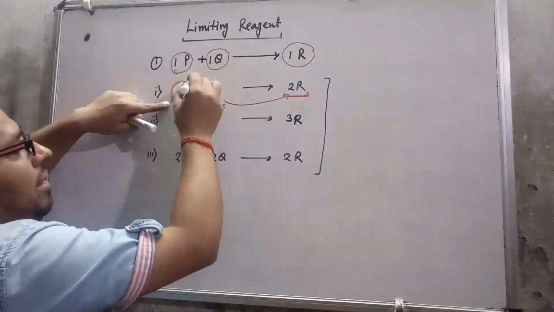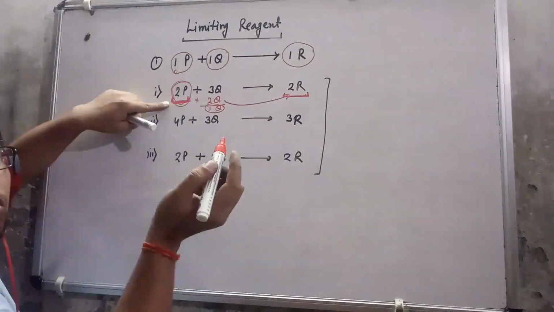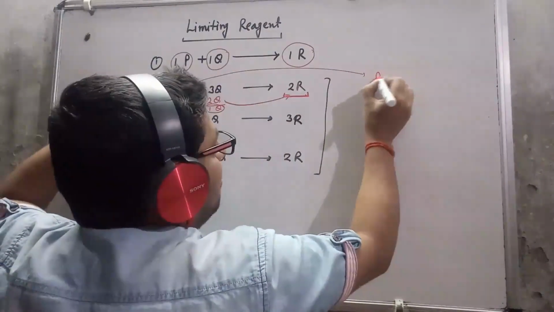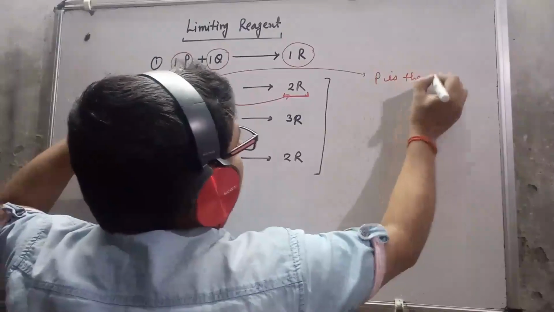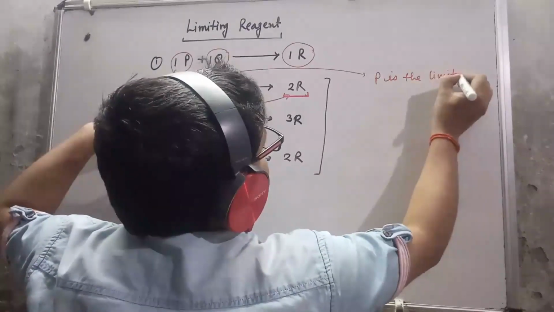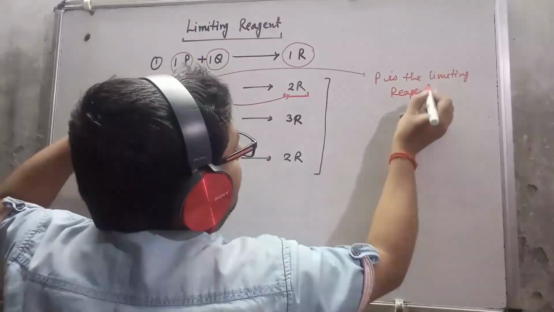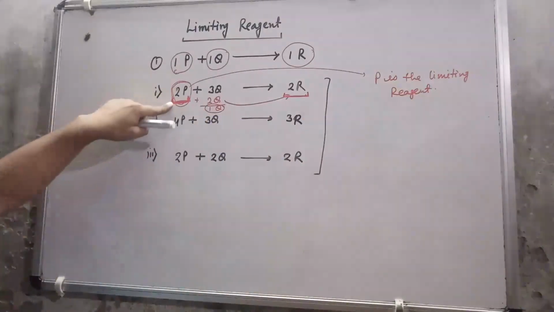So the reactant which is completely consumed is called the limiting reagent. So here which one is the limiting reagent? P is the limiting reagent.